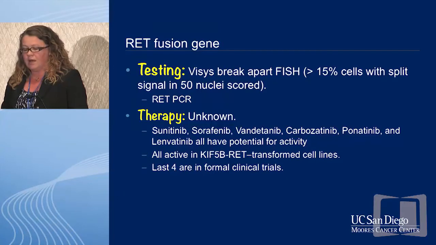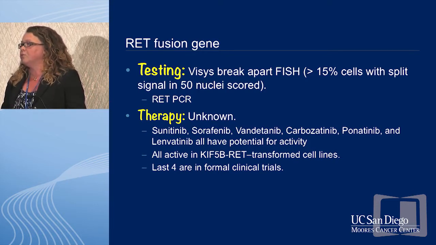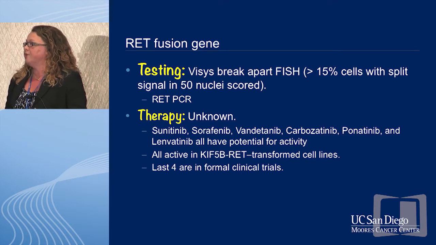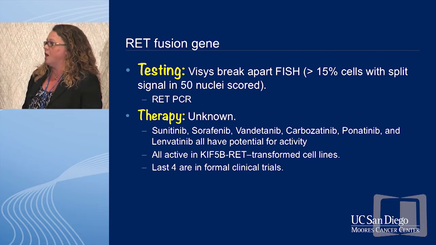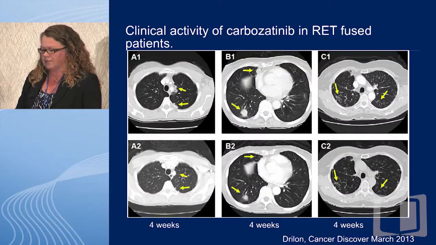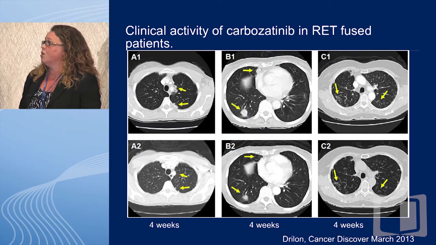Right now we have 4 variants. Clinical significance is unknown. At this point, people would do either FISH or RT-PCR; do not do immunohistochemical staining. The therapy at this point is unknown. There are 5 candidates, all of which have activity against RET mutations. 3 of them are approved in thyroid cancer, and 2 of them are approved in hepatocellular carcinoma. All of those drugs have activity against the fusion in cell lines, and 4 of them are in formal clinical trials.